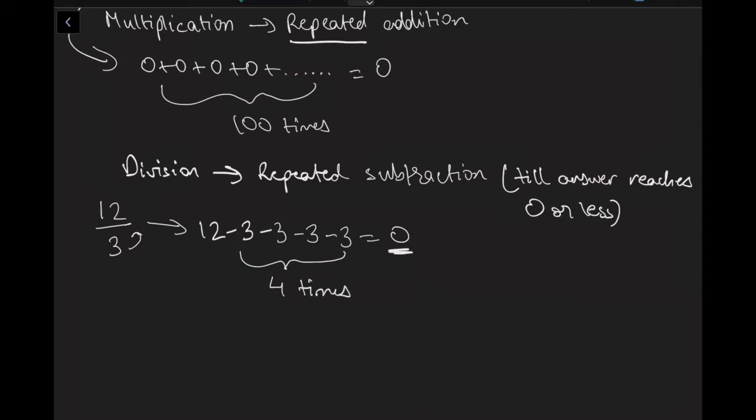So this 0 is called the remainder and this 4 is the quotient. So how we write it is 12 divided by 3 is equal to 4 as the quotient with a remainder of 0.